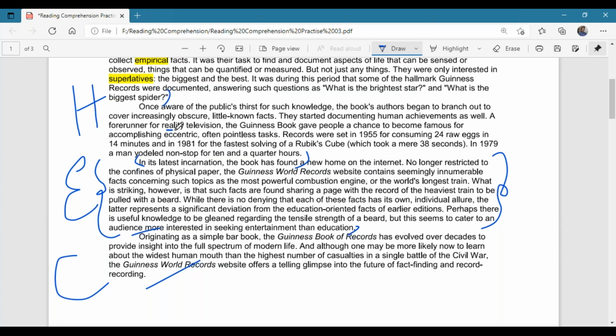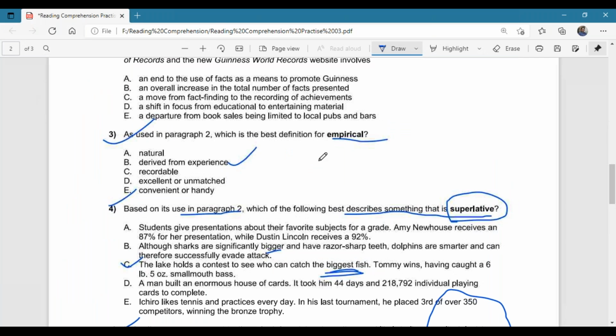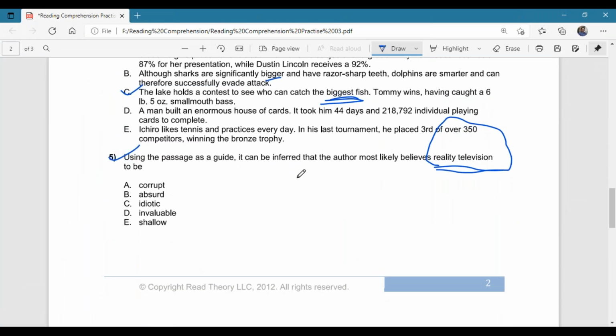See, here it is. Reality television. Just try to understand from here to here. Just read only these one or two lines, and you will understand the answer for question number 5. And of course, you can also read this one. Records were set in 1955 for consuming. I have sent you the document in the group. You didn't get it? Question number 5.